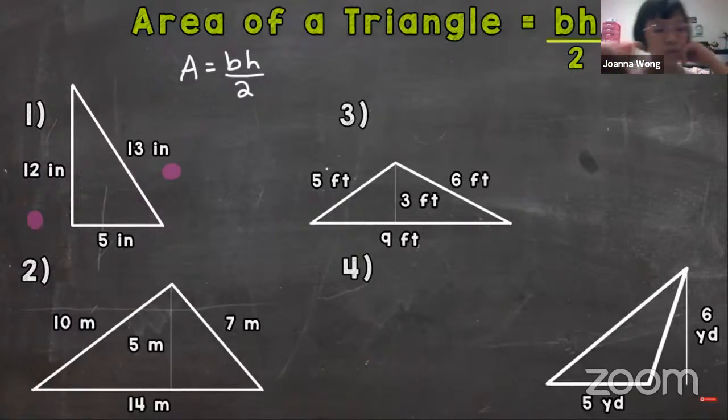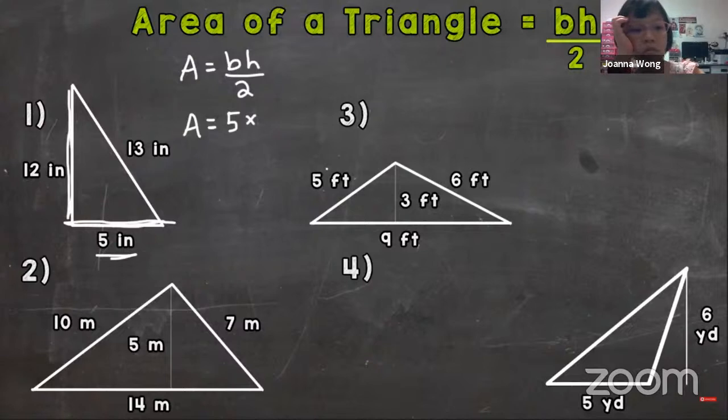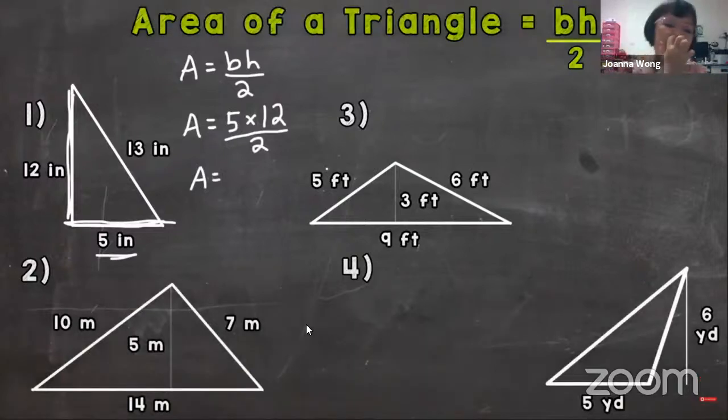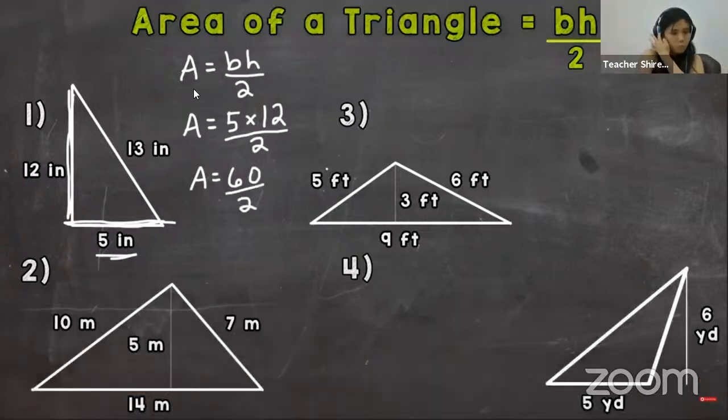So now, under our formula, we're going to plug in our base and height. Our base of 5 inches down here is the base of our triangle. So 5 times the height, that 12 inches. So I plug in the 12, and we divide that by 2. I'll tell you why at the end of this problem. So now it's time to solve. We know 5 times 12 is 60, and now we need to do 60 divided by 2 to get our answer.